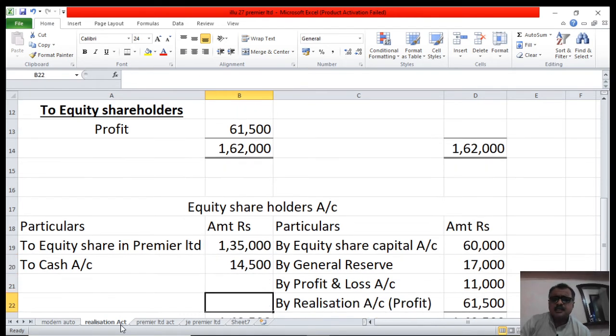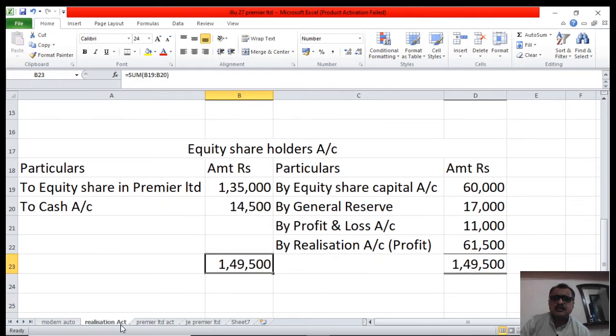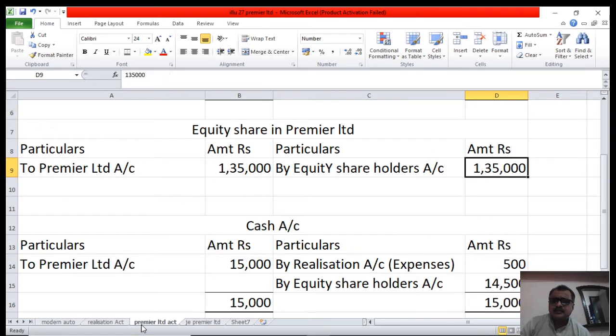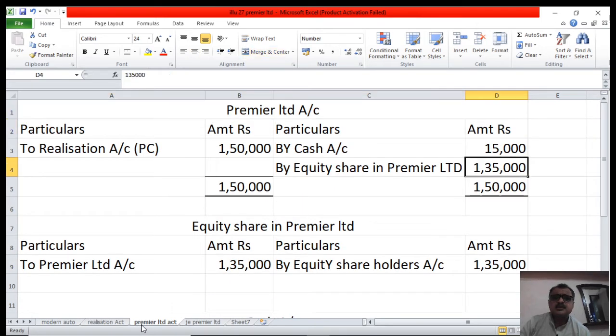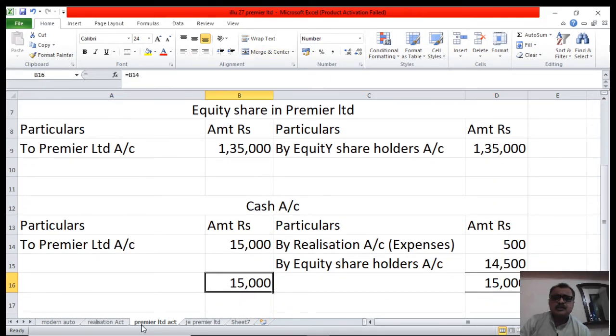So all my steps are completed. We have to check whether all the accounts are coming equal. So my equity shareholders is equal, 1,49,500. Then we will check the other accounts also. Premier Limited is equal, 1,50,000. Equity share in Premier Limited is equal. Cash is also equal. So this way we have closed the books of the vendor company.